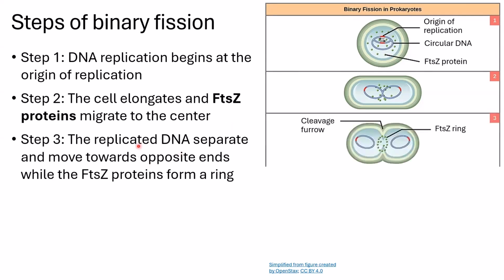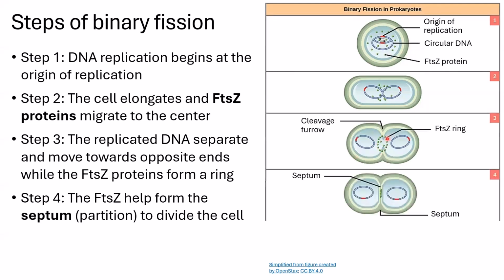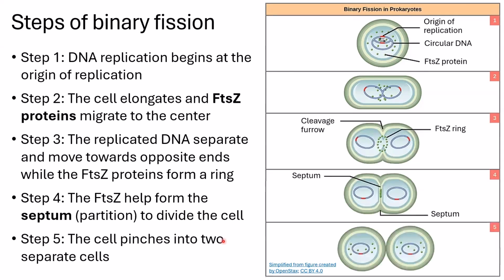In step 3, the replicated DNA begins to separate and move towards the opposite ends of the two forming cells. The FtsZ proteins form a ring, and in step 4, the FtsZ proteins form a structure called a septum. The septum is essentially a partition or a wall that physically divides the cell. Finally, in step 5, the FtsZ proteins constrict and help pinch the cell into two separate cells. Ultimately, binary fission can be summarized as a process of DNA replication, cell elongation, DNA separation, septum formation, and cell division.